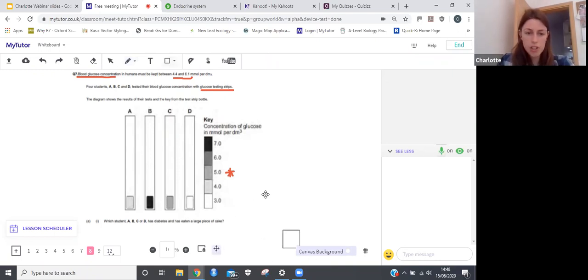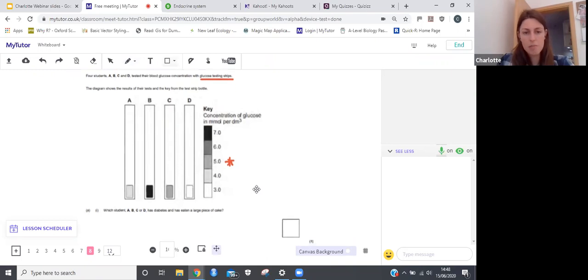Which student, A, B, C, or D, has diabetes and has eaten a large piece of cake? Diabetes and has eaten a large piece of cake. A, B, C, or D. Pop your answers in the chat. See what we think. So have a good look at the key there. Bear in mind the student has diabetes and has eaten a large piece of cake. So what does that mean for their blood glucose concentration?